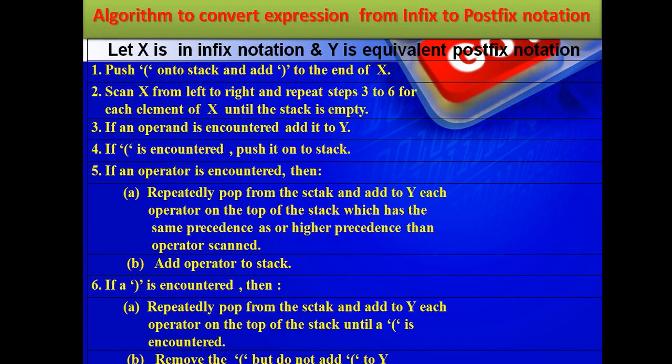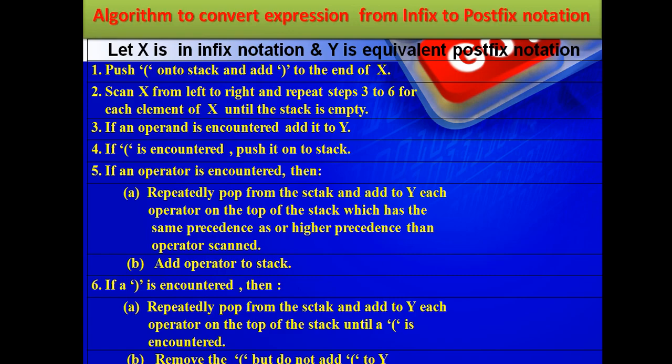Now if an operand is encountered like a, b, c, value 10, 20, whatever it is, straight away send it to the output expression y. If an operand is encountered, add it to y. It will not go into the stack. The action is simply print. In the fourth step, if a left parenthesis is encountered, straight away push it onto the stack. Very simple. So if it is an operand, send it to the output by print statement. If it is a left parenthesis, straight away push it onto the stack.